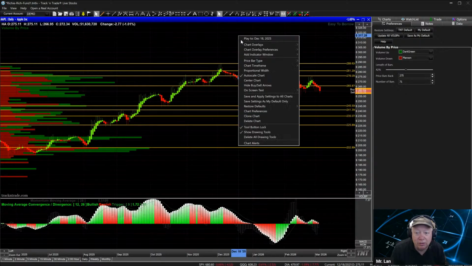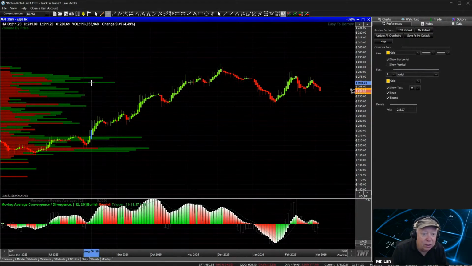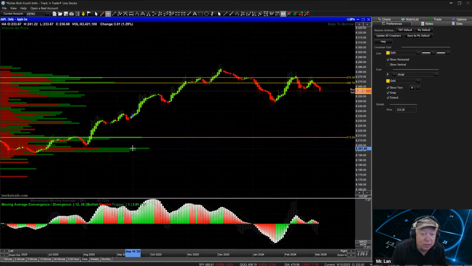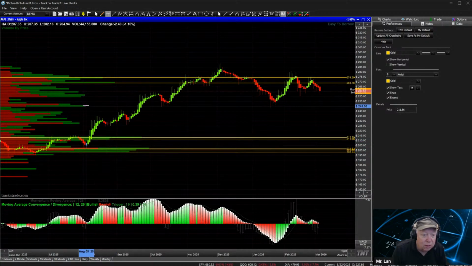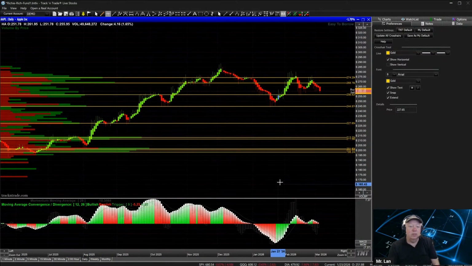So now we're going to get rid of all the drawing tools. And you can see that this is an area where the market spent a lot of time right there. Spent a lot of time right there. It spent a lot of time down in here. So these are less so. You've got some in here. So those are your common numbers, because that's where markets spend a lot of time. That's where a lot of volume was spent. A lot of orders were spent. You use those common numbers now as areas of support and resistance. It's kind of cool, right?